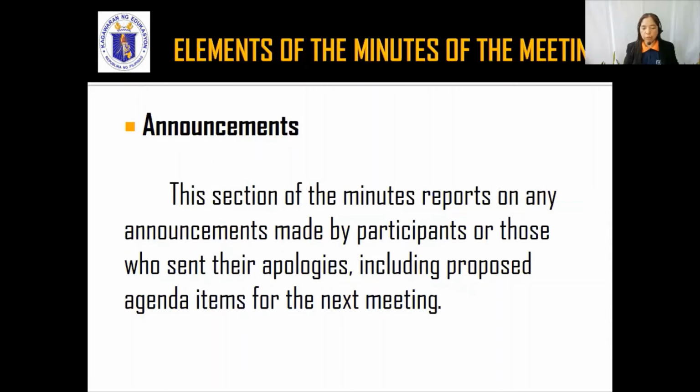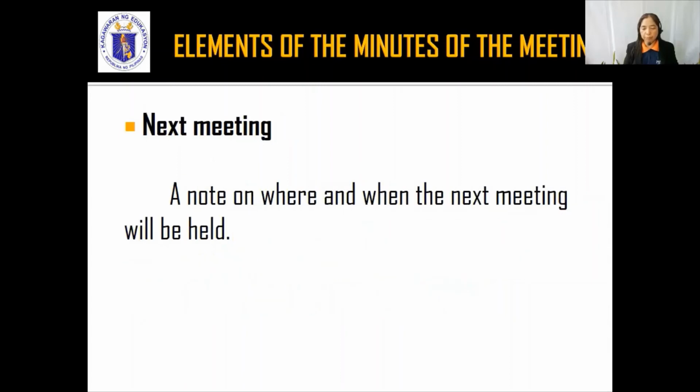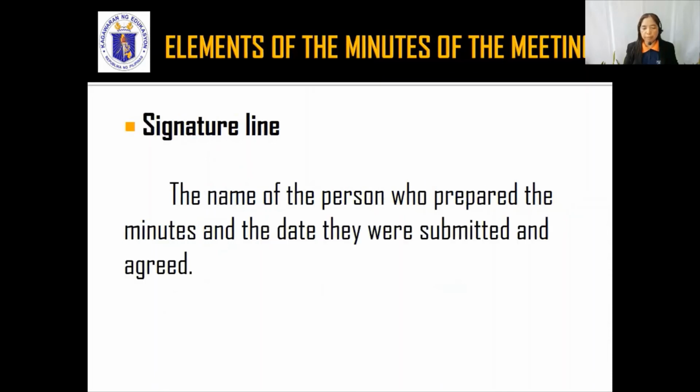Announcements. This section of the minutes reports on any announcements made by the participants or those who sent their apologies, including proposed agenda items for the next meeting. Next meeting. A note on where and when the next meeting will be held. Signature line. The name of the person who prepared the minutes and the dates they were submitted and agreed.